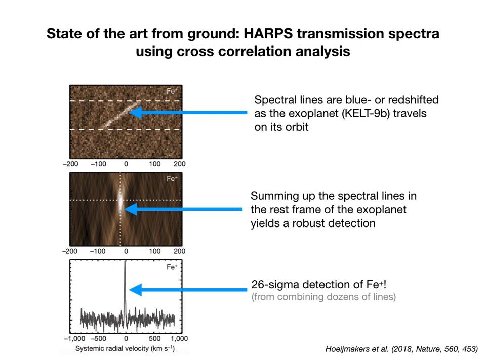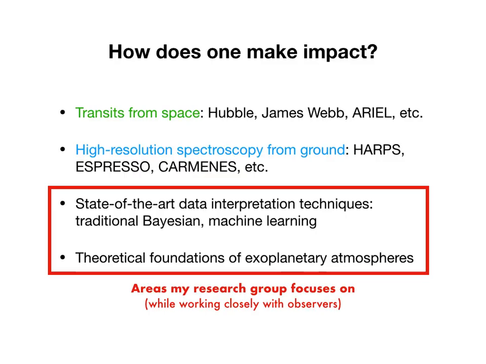So I hope this gives you a sense of the state of the art of the observations of exoplanet atmospheres. I'm a theoretician by training, and my work is predominantly in theory with some implications for data analysis. So this is really a theoretician's summary of observations, and I encourage you to listen to actual observers for the details of the observations. So as a theoretician, I often ask the question, how does one make impact?